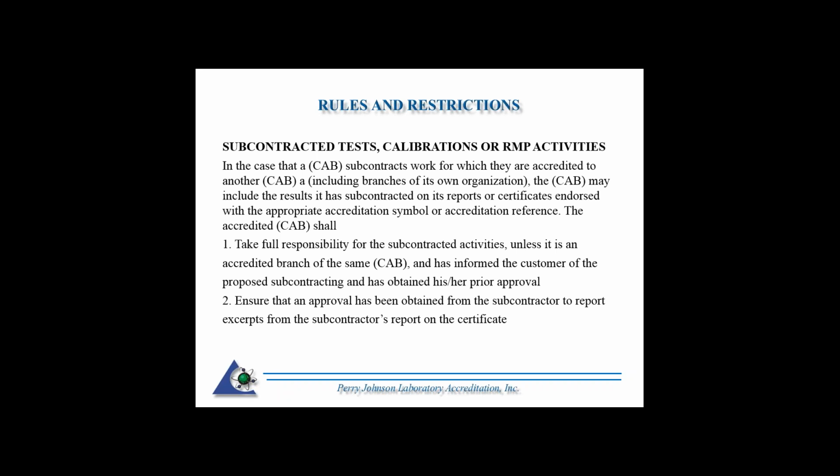take full responsibility for the subcontracting activity unless it is an accredited branch of the same CAB, and has informed the customer of the proposed subcontracting and has obtained his or her approval. The CAB shall ensure that an approval has been obtained from the subcontractor to report excerpts of the subcontractor's report on the certificate.